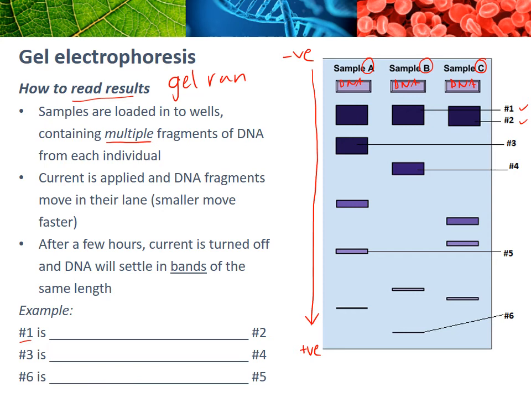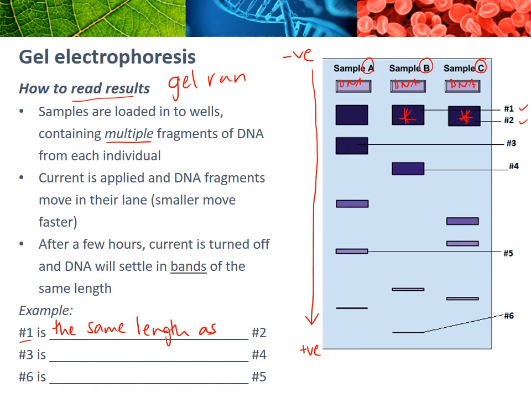So let's start with fragment 1 versus fragment 2. If we were to compare these two fragments, they're both in the same place. They've both moved the same distance in the same amount of time. So we could say fragment 1 is the same length as fragment 2. Okay, if you want to pause quickly and look at the other ones and just check.